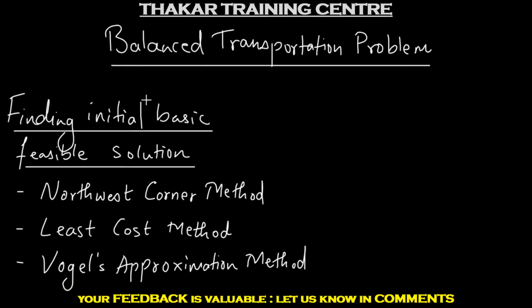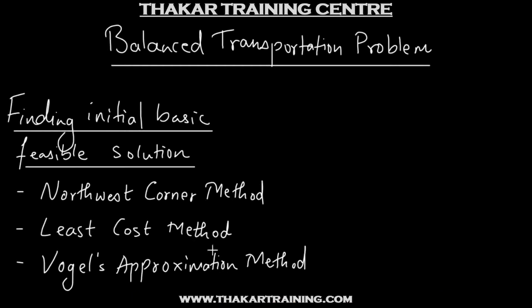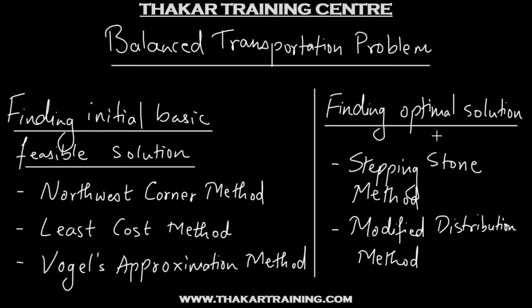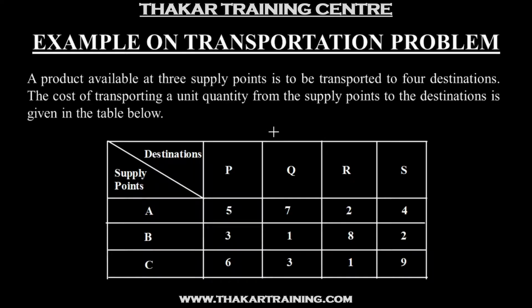The popular methods of finding the initial basic feasible solution are the northwest corner method, least cost method, and Vogel's approximation method. And once we have found an initial basic feasible solution using one of these methods, we can find the optimal solution using either the stepping stone method or the modified distribution method. Now the best way to understand these methods will be with the help of an example. And this is the example that we are going to be looking at.